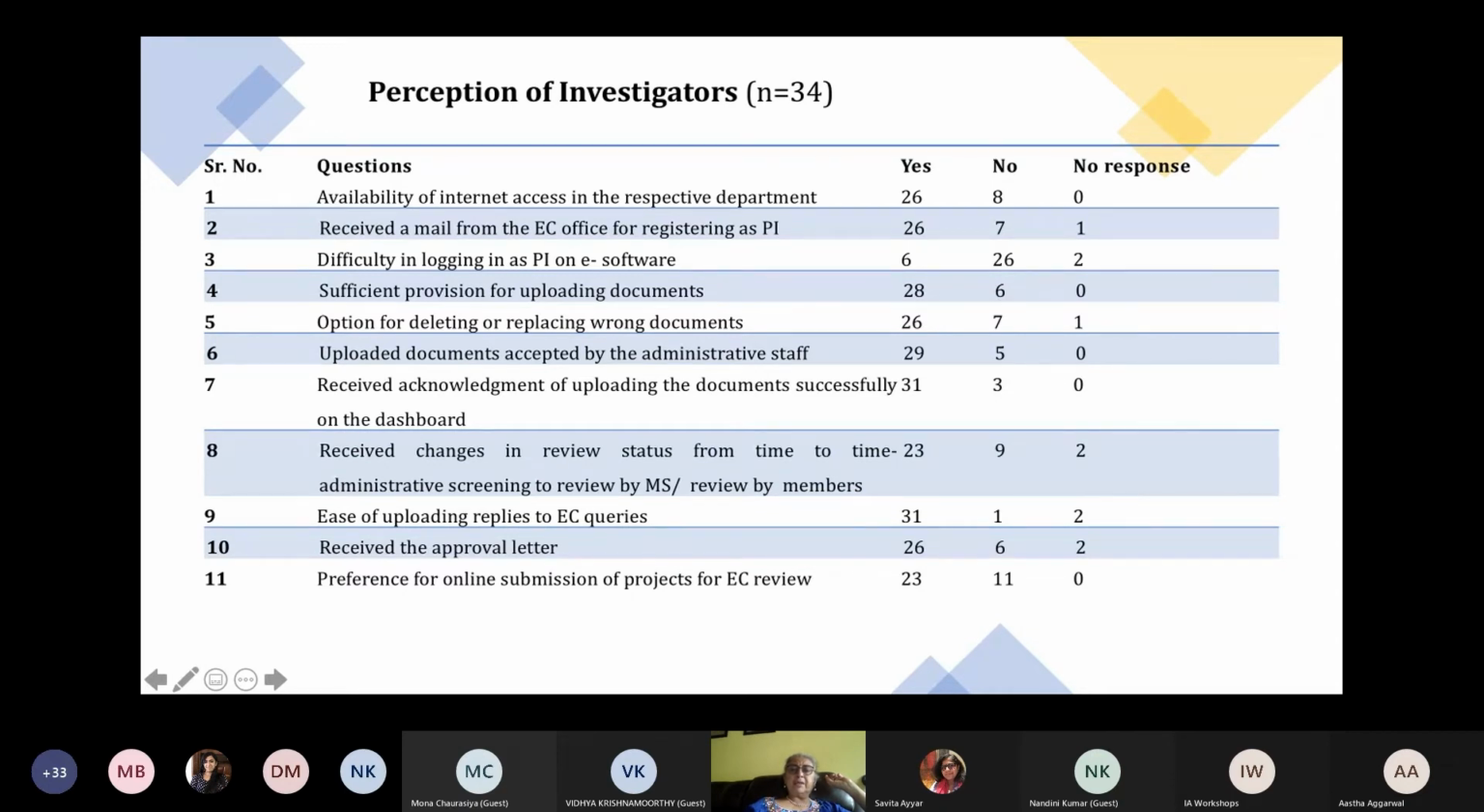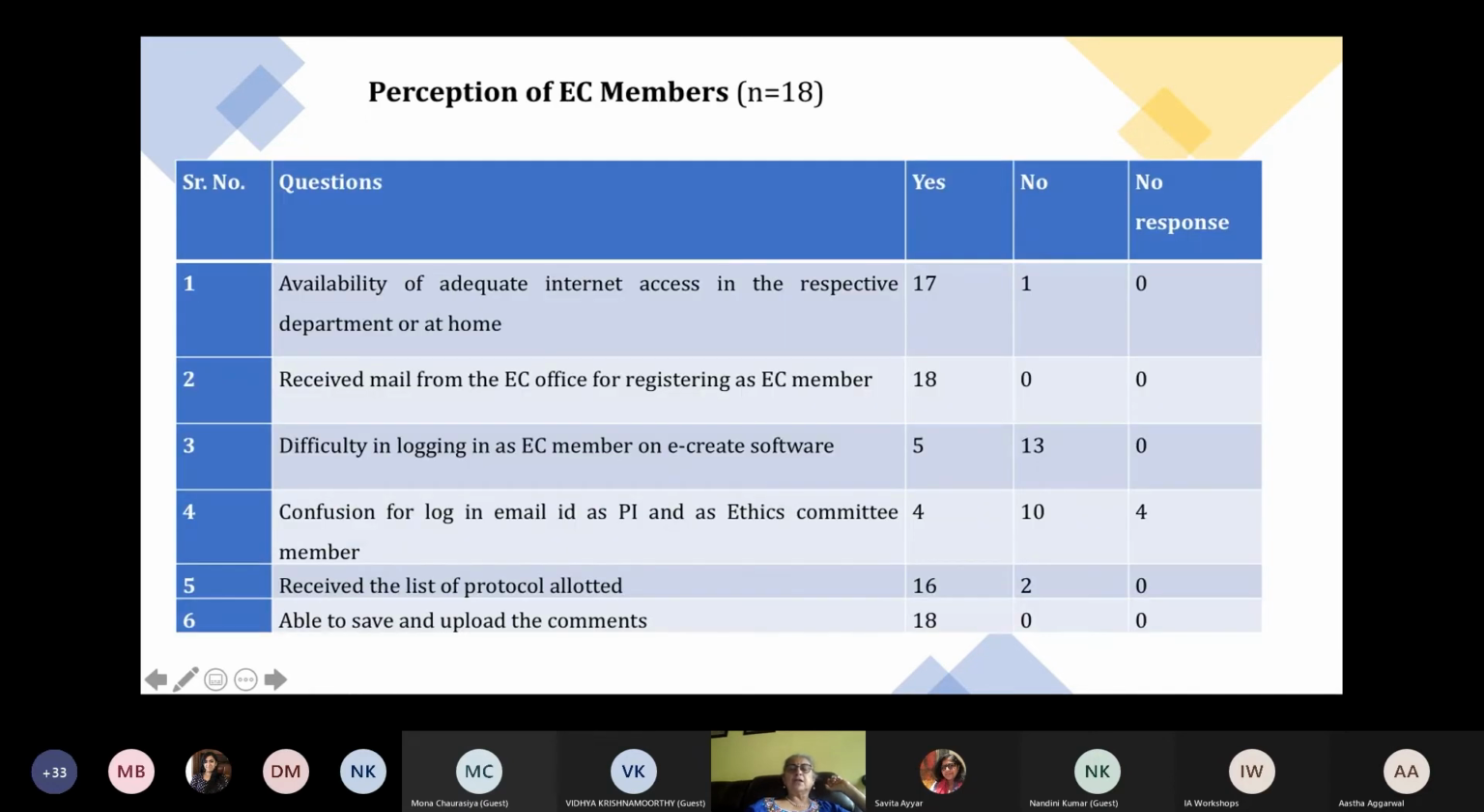Uploading documents accepted by the administrative staff, 34 people out of which 29 said yes. Most of them received documents uploading successfully on the dashboard. I'll show you some of these things. Received changes in review status from time to time. Most of them said yes to this. Ease of uploading replies to EC queries was simple. Received an approval letter and preference for online submission of projects for EC review.